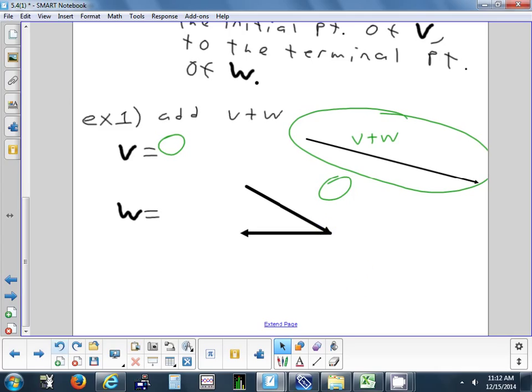Just like that. Now the last step would be to connect the starting point to the ending point. Straight down. Yeah, it'd be pretty straight. Just about straight, just a little bit off. But that would be V plus W.